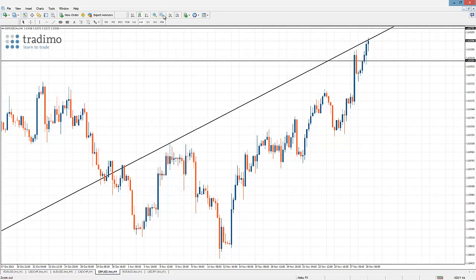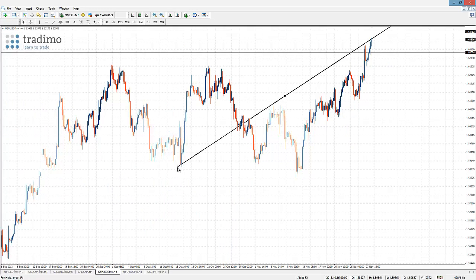You can see, just compress this, the trend line running from the low all the way up through to where the current price is at the moment. So let's use it as support and resistance along the way here. Retested resistance, and then back up to this area once again.